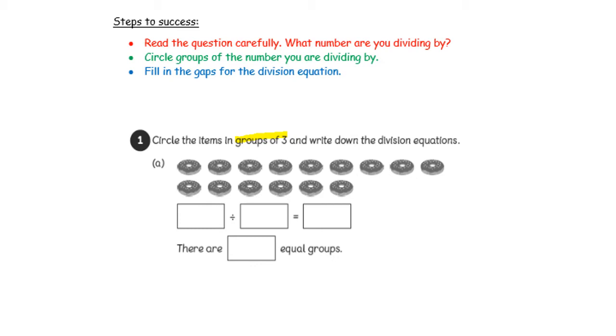First of all, let's see how many donuts we have altogether. 1, 2, 3, 4, 5, 6, 7, 8, 9, 10, 11, 12, 13, 14, 15 donuts divided by groups of 3. So let's make groups of 3 and see how many we can make. 1, 2, 3, 4, 5. That means 15 divided by 3 is 5. And that means there are 5 equal groups of 3, okay?